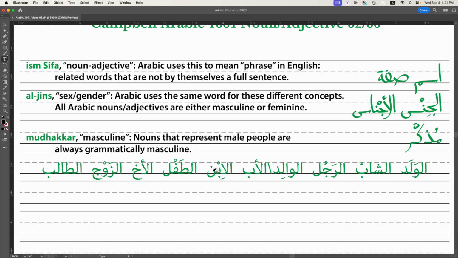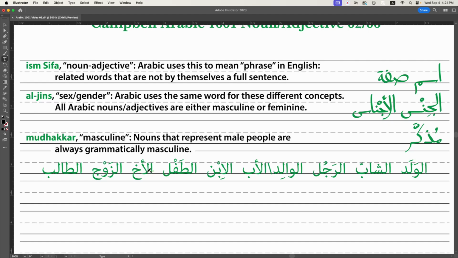Al-ibn can mean son, S-O-N, son, not S-U-N. And you'll often see this word in people's last names. Somebody will be bin so-and-so. If it's linked together with another noun, it will lose its alif here. So al-ibn is a son. A tafl is a child, just a child in general. And this word is masculine. It defaults to masculine, like all nouns describing people default to masculine.